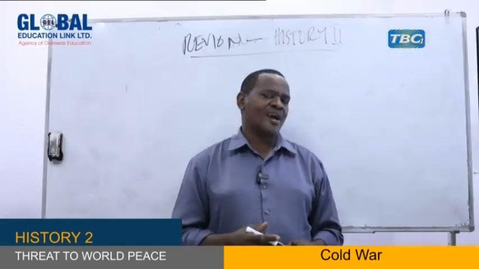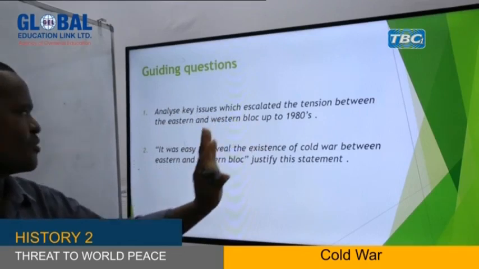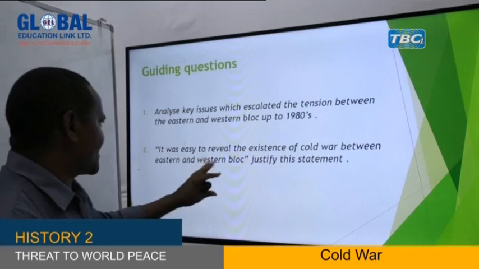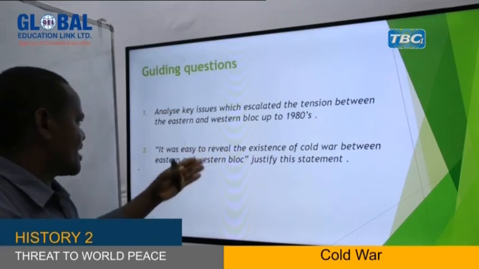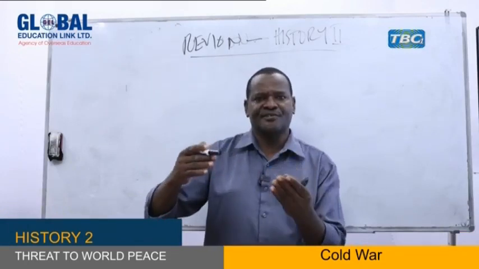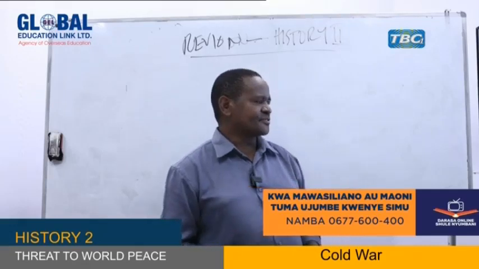And why do we say it was simple? Because you already have the manifestations of the Cold War. So you're going to use those points, my dear students, to attempt this question: that there was a Cold War because of, let's say, the existence of the Berlin Wall, the existence of military bases, and so on and so forth. That is very easy to answer.